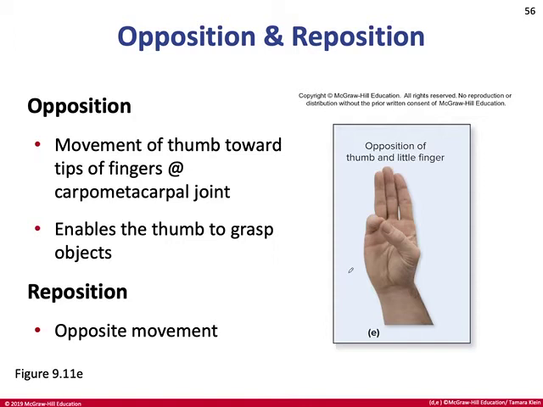In opposition, we just take the thumb and we touch the tips of all the different fingers, and that's because the joint between the proximal phalange of the thumb and the metacarpal under it is a saddle joint, special kind of joint. And reposition is to go back to anatomical. Okay.